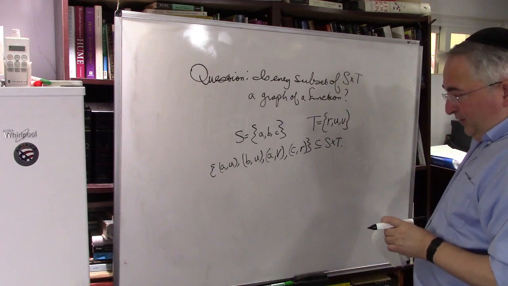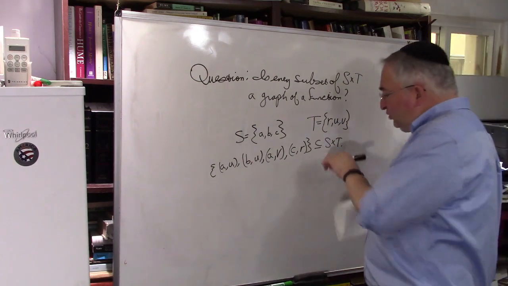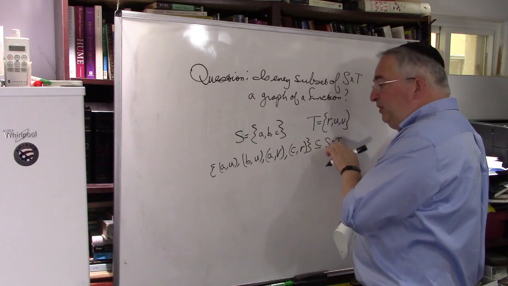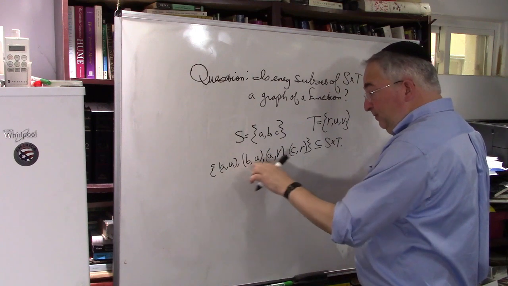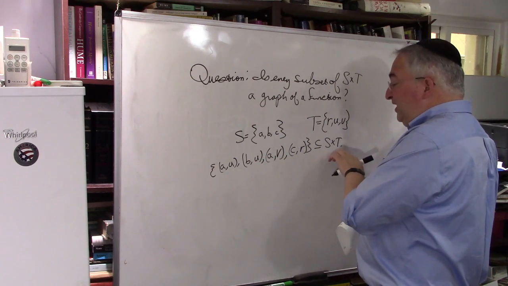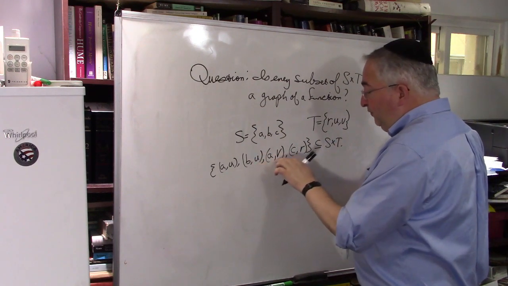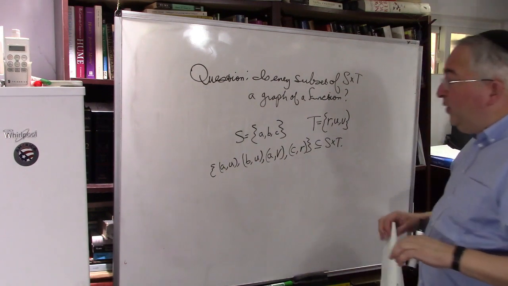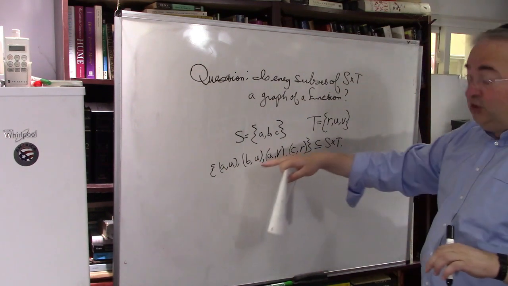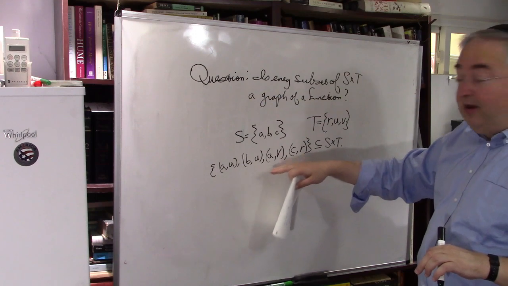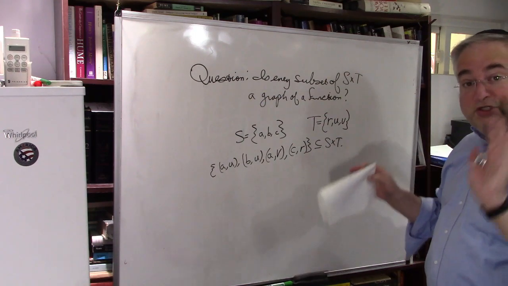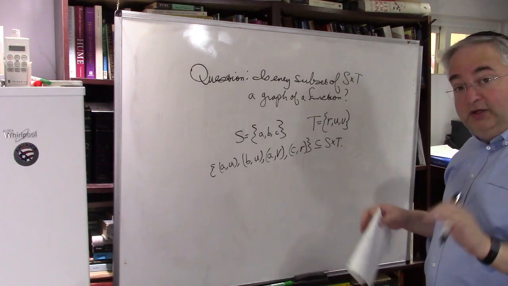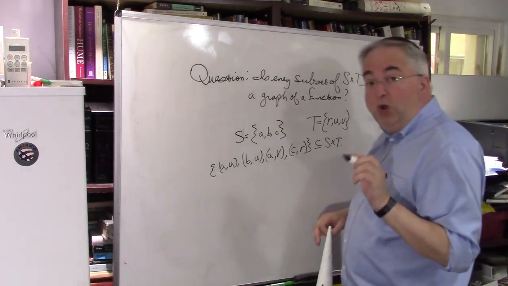It is a subset of S cross T. What's S cross T? It's ordered pairs where the first elements are in S. That's true: A, B, A, C. And the second elements are in T: U, V, R. Very good. So, is this subset of S cross T a graph of a function? Okay, stop, shut the video, think for a second, and you'll see the answer is no, it's not.